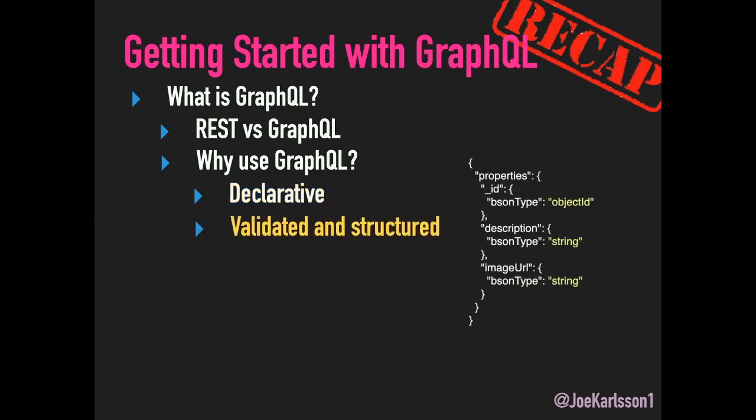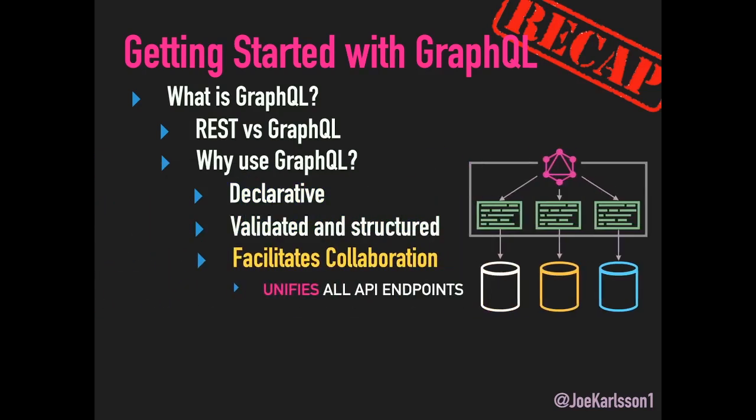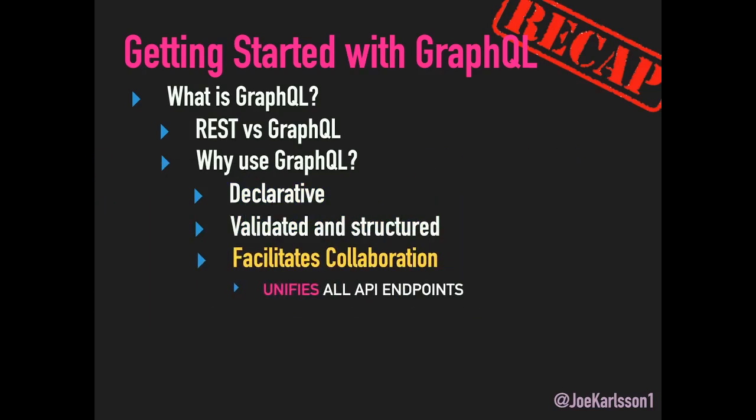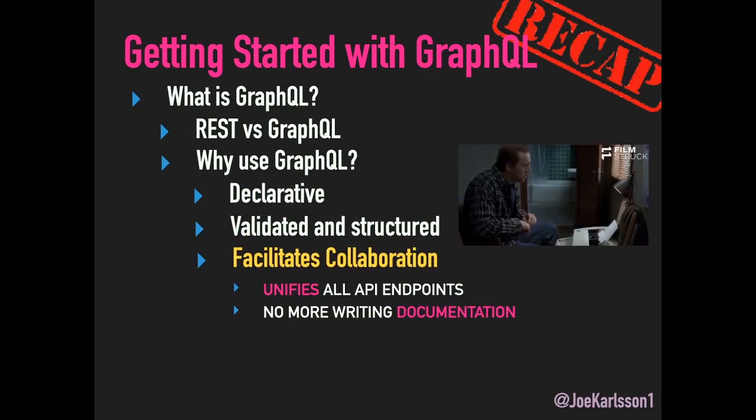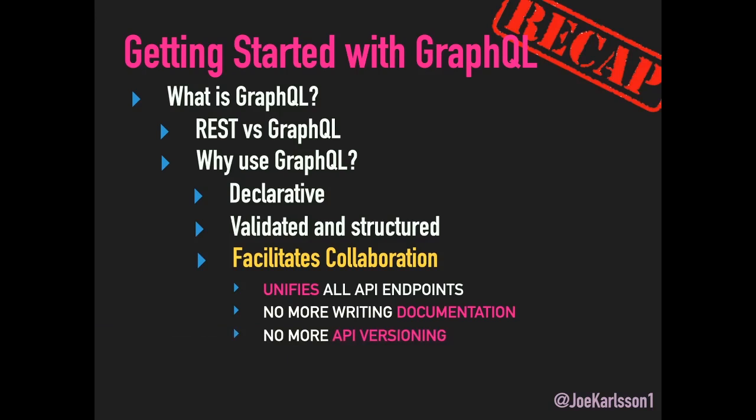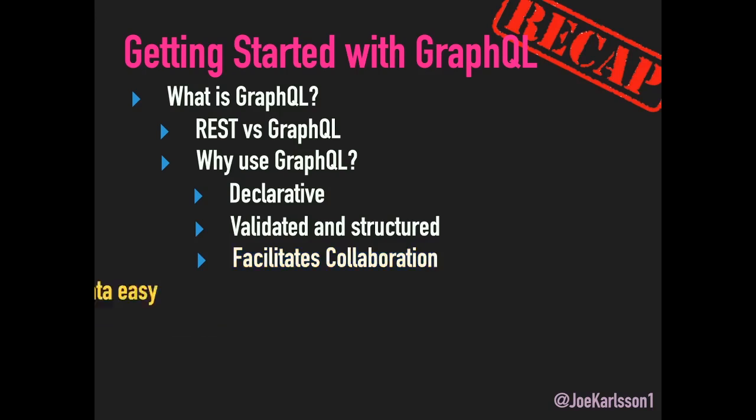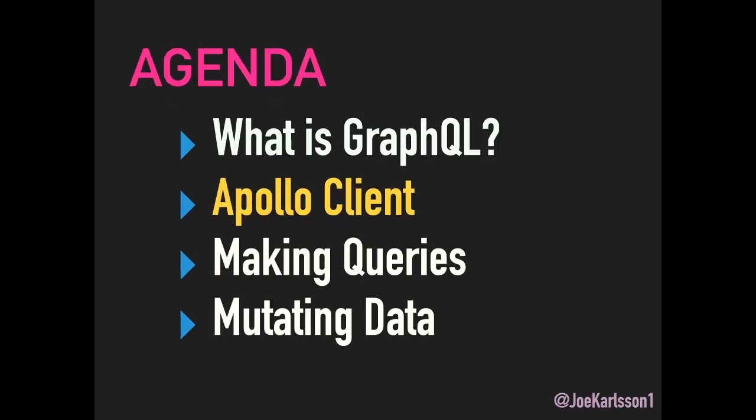We don't care about the implementation details of where that comes from. We talked about how it's validated and structured using a schema design, and we talked about how you can generate a schema automatically with MongoDB Atlas. We talked about how it facilitates collaboration by unifying all API endpoints. We talked about how you no longer have to write documentation because GraphQL exists now, which is amazing, my favorite feature. You don't have to version APIs anymore. And bottom line, it just makes working with data ridiculously easy. Super easy, right? Okay, so we talked about what is GraphQL.